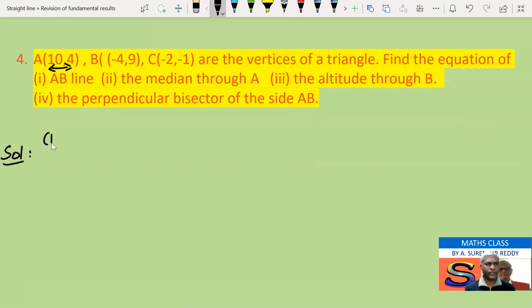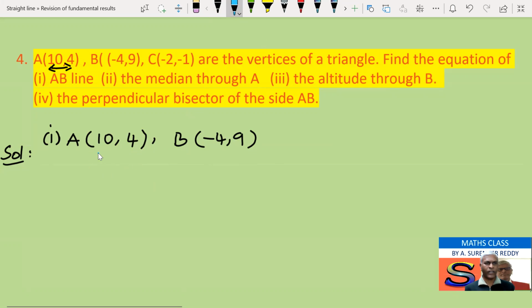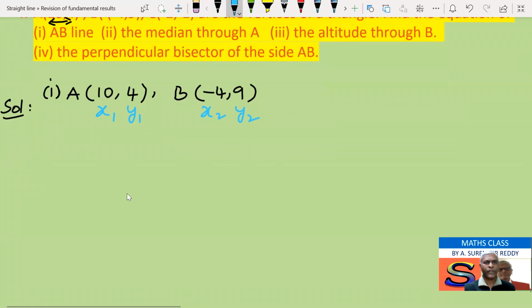Now, the first bit. Let us take A (10, 4) and B (-4, 9). Let the first point be x1, y1 and the second x2, y2. We know the equation of a line passing through 2 points.